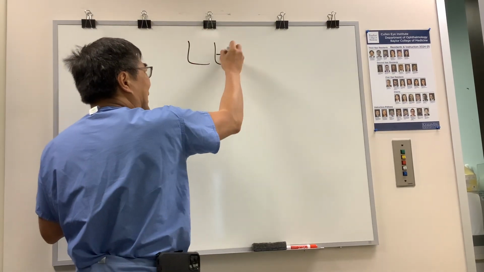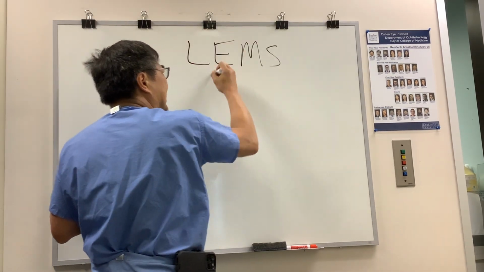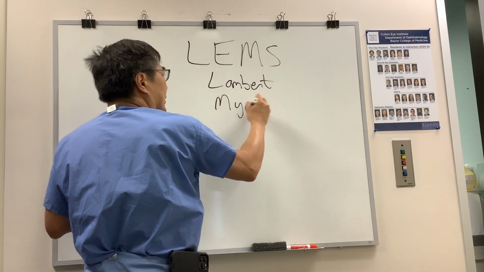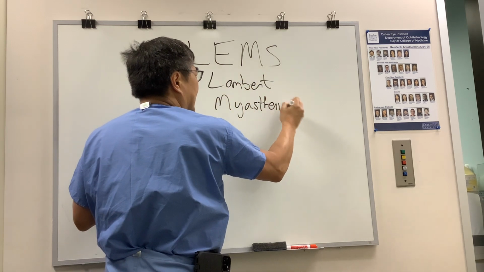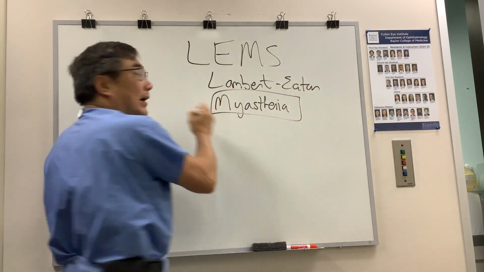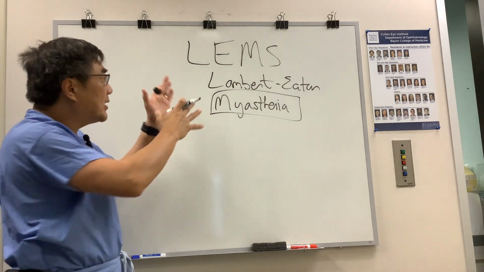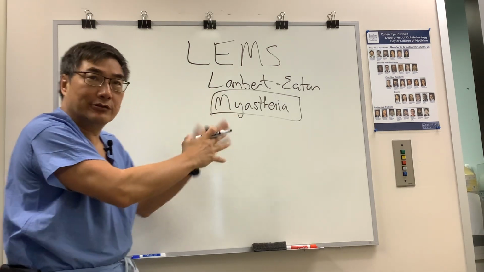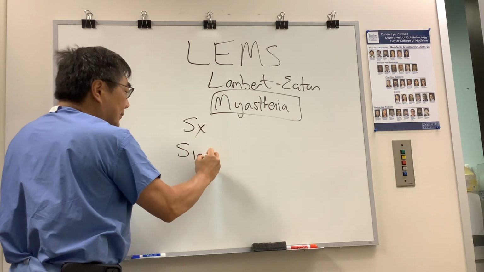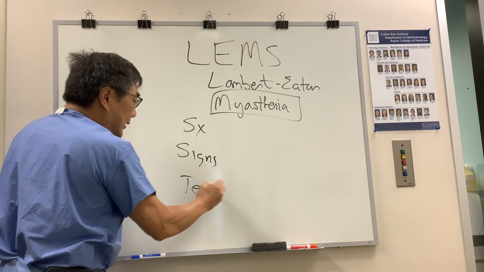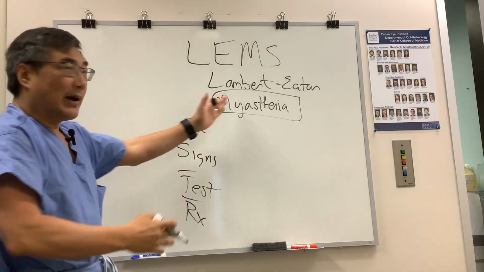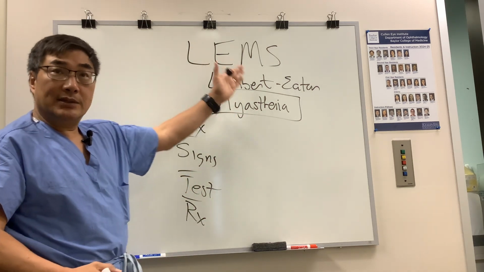So we're going to be talking about LEMS, Lambert-Eaton myasthenic syndrome. The thing that's important about Lambert-Eaton myasthenic syndrome is that it can look like myasthenia gravis. So it's the main thing in the differential diagnosis. However, the symptoms, the signs, the test, and the treatment are slightly different between myasthenia gravis and LEMS, the myasthenic syndrome.